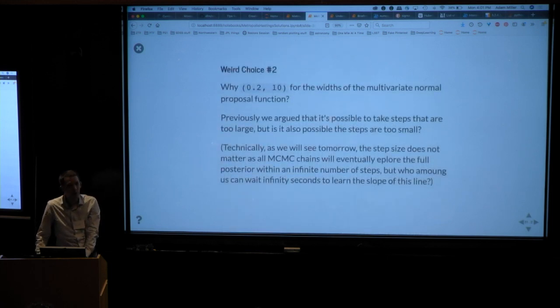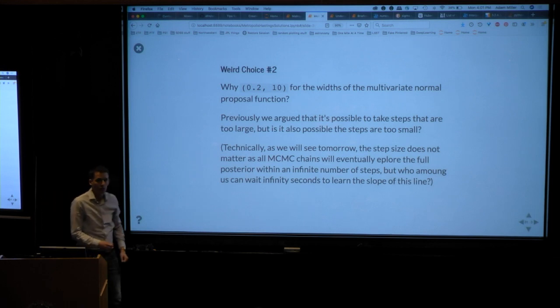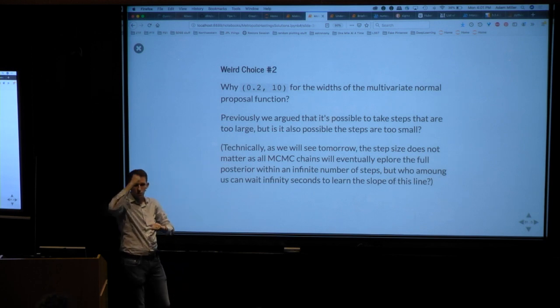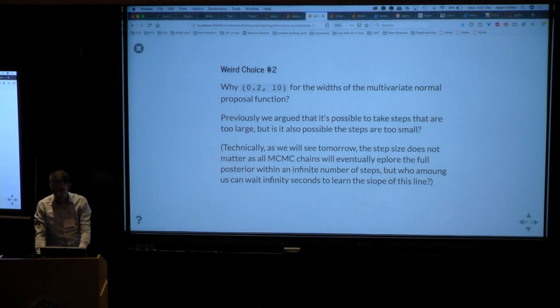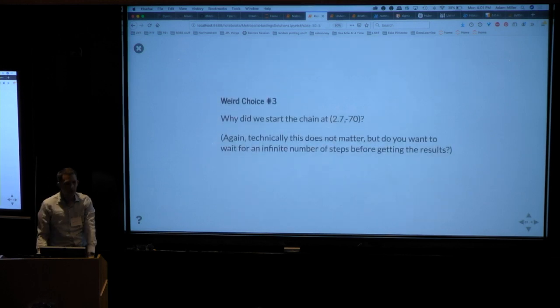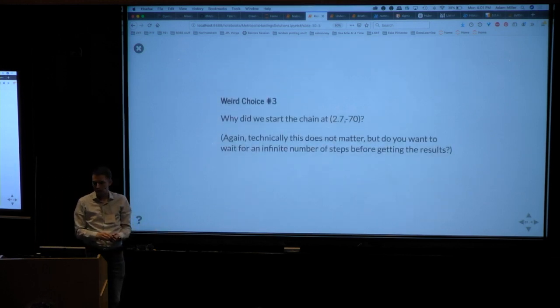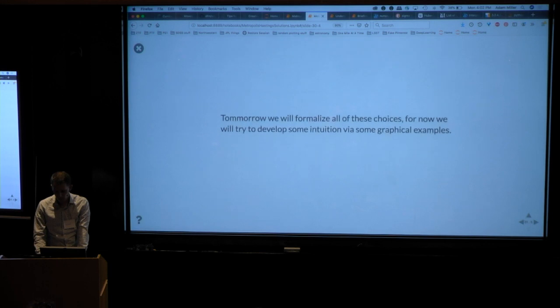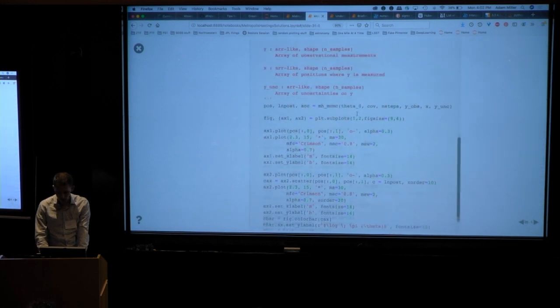Okay. What about the widths of the Gaussian distributions that are used to decide how far away you're going to move from here as you are proposing different points that you might move to? Why did we choose that? Again, we'll talk more about how to optimize that tomorrow. And then finally, why did we actually start at 2.7 and negative 70? These are all just weird choices that we happen to do. So what happens if we make some different choices?